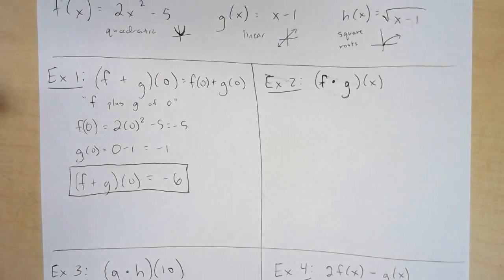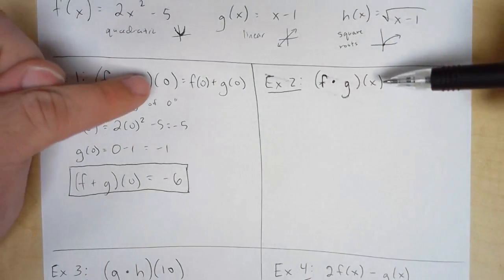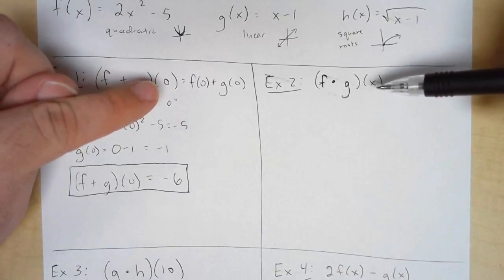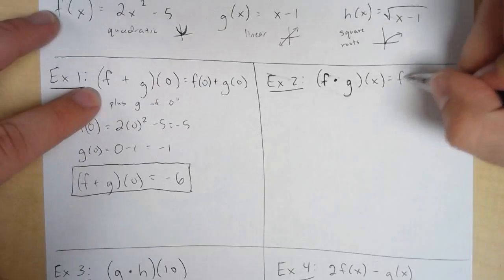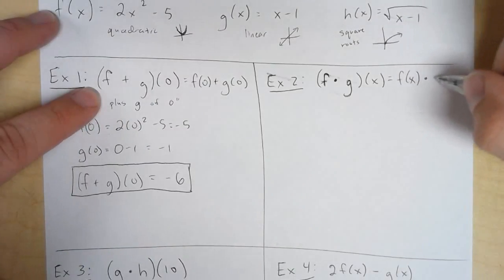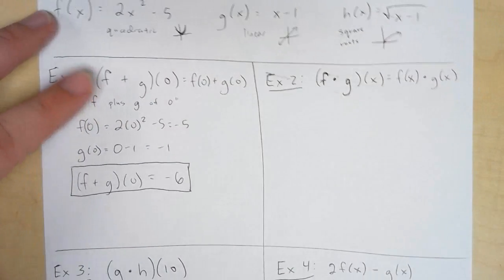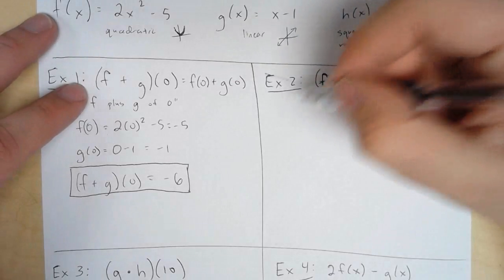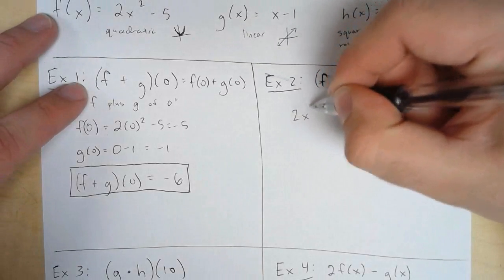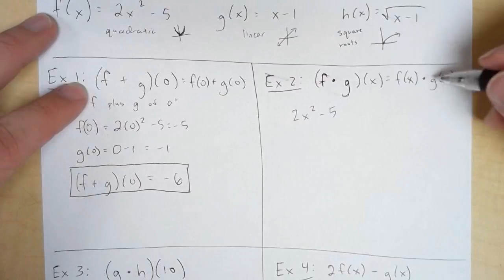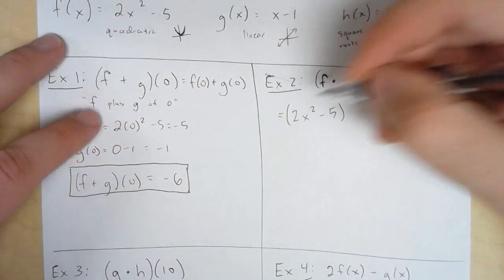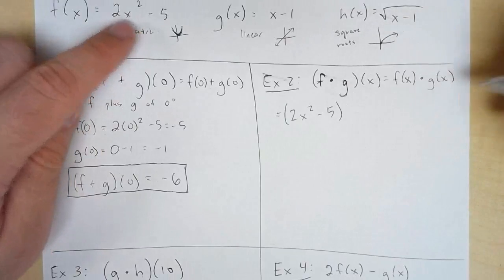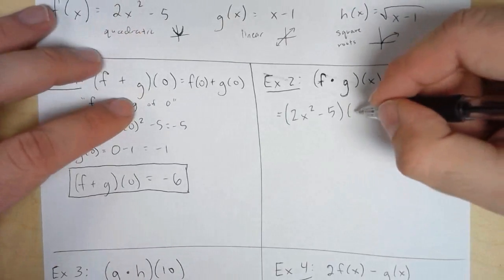Now I don't know if you remember, but from yesterday, if we have an x and not a number, so if we're left with an x, we're going to have x's in our answer. So this is asking us to multiply f of x times g of x. So I'm going to write f of x down. So I've got 2x squared minus 5, and I'm multiplying that. Let's put this in parentheses since it's the whole thing. So replacing f of x with 2x squared minus 5, because that's what f of x is, times g of x, which is x minus 1.